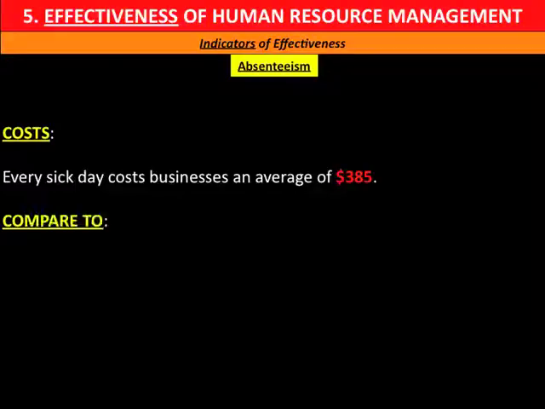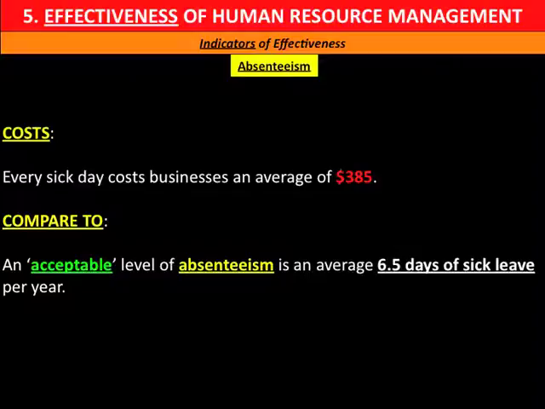What do you compare it to? What's a good level of absenteeism? Well, the generally accepted level of absenteeism is about 6.5 days of sick leave per year. Now, a teacher would find that disgusting. Like, teachers have about 150,000 sick days a year. No, we don't really, but we have a lot of sick days because you kids are disgusting and you always make us sick. But an acceptable level in a normal industry is about 6.5 days of sick leave per year.